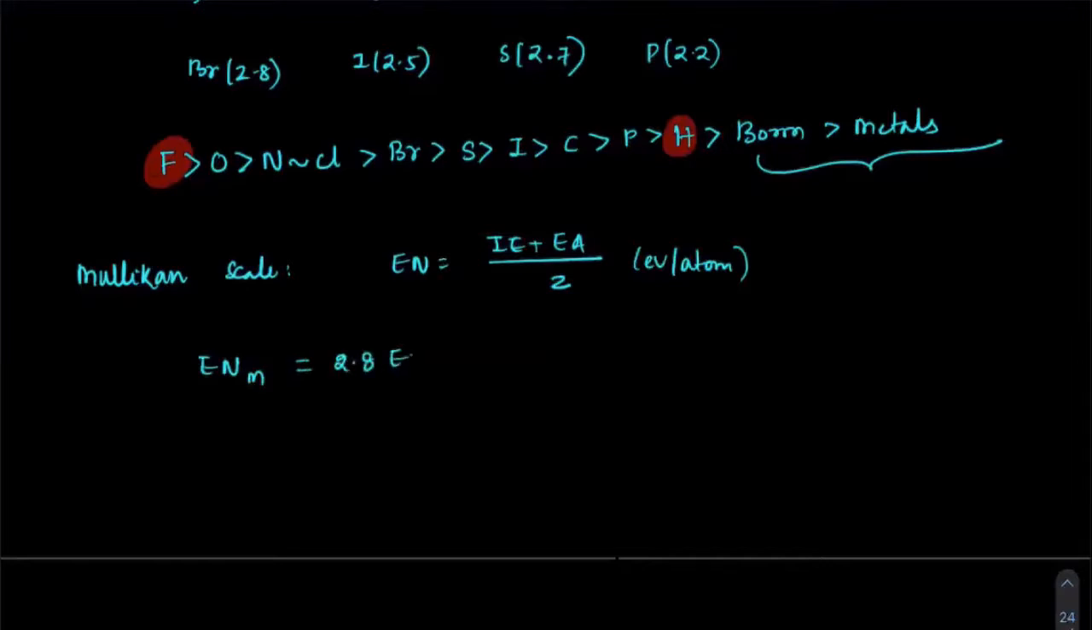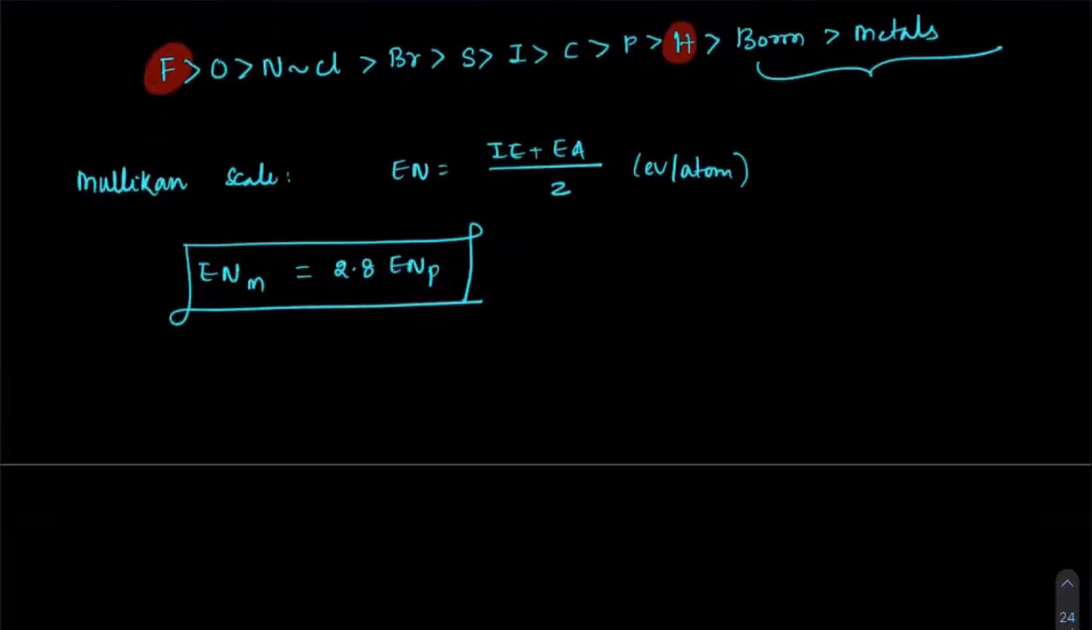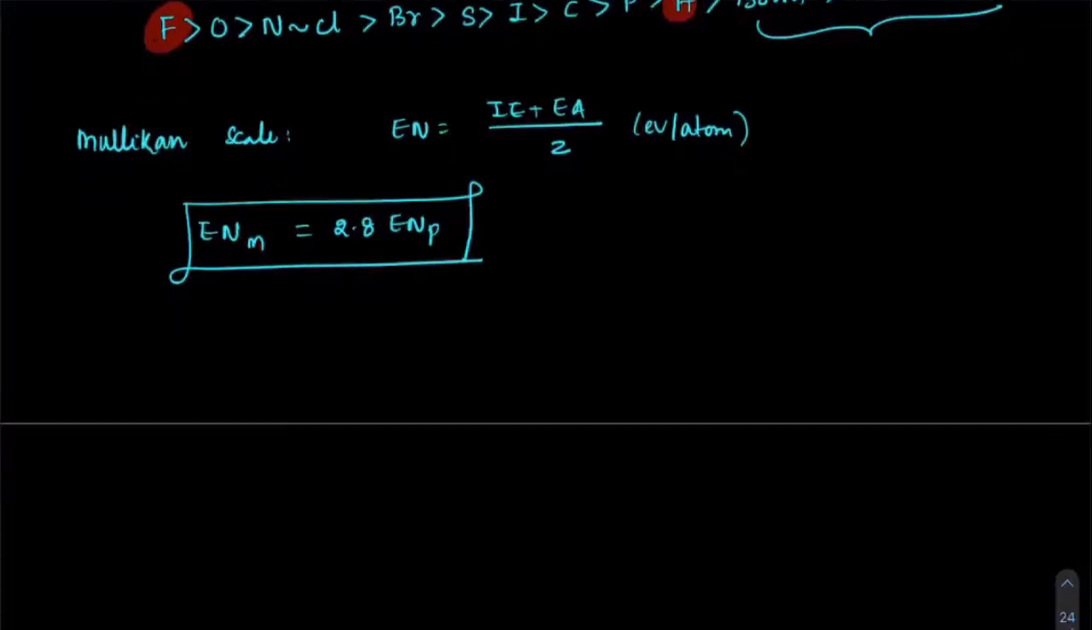If electronegativity on the Mulliken scale is compared with electronegativity on the Pauling scale, it is found that Mulliken is 2.8 times that of Pauling, or Pauling is Mulliken divided by 2.8. Got it? This is when you are taking electron volts. Suppose you are changing the units, then electronegativity on the Pauling scale will be equal to IE plus electron affinity divided by 540 kilojoules per mole. That is when you are converting electron volt per atom into kilojoules per mole.